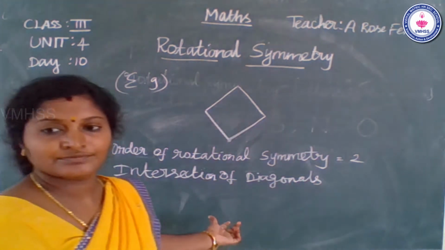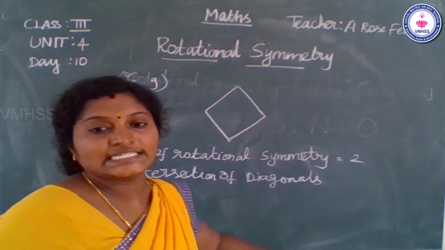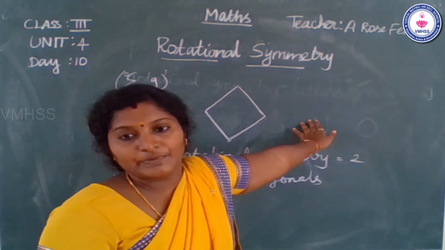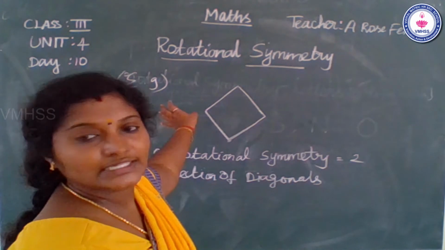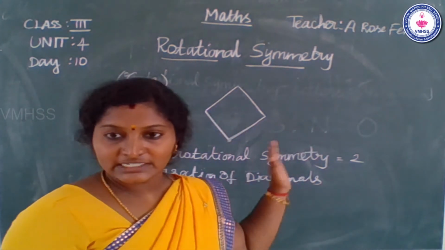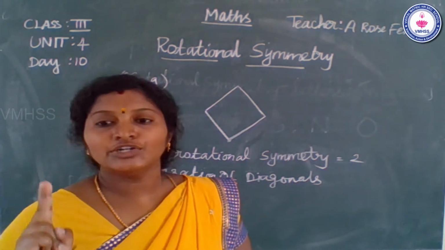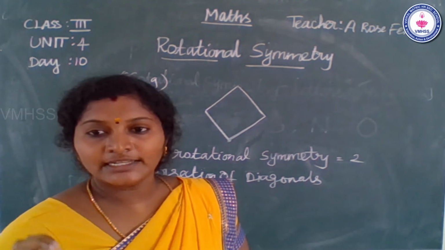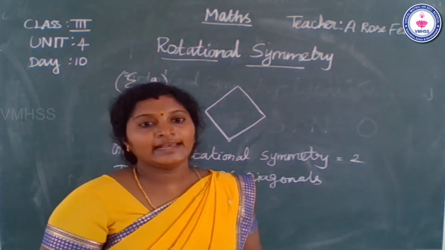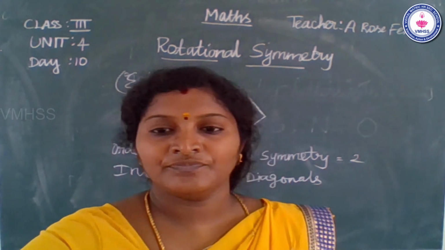Listen. Intersection of diagonals. See one example. It's a rotational symmetry. The name is rhombus. This is the shape. The order of rotational symmetry is 2. The center of rotation is the intersection of diagonals. See the next slide.